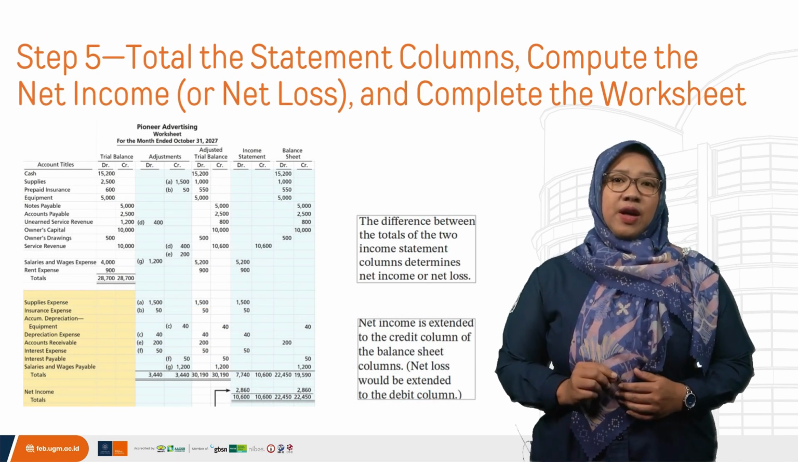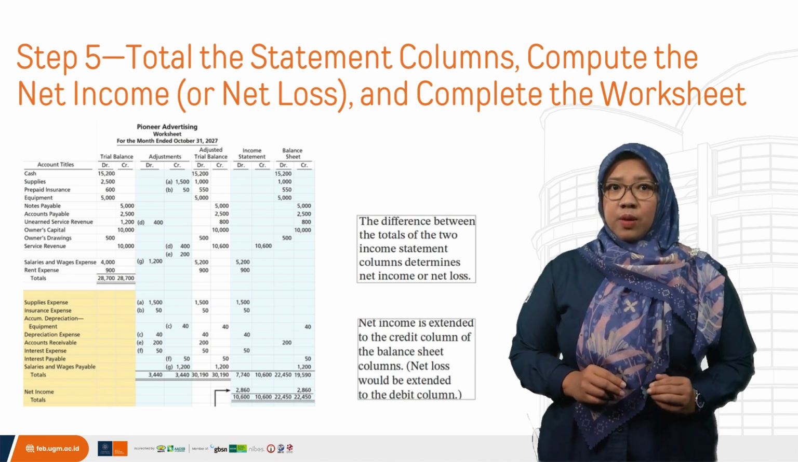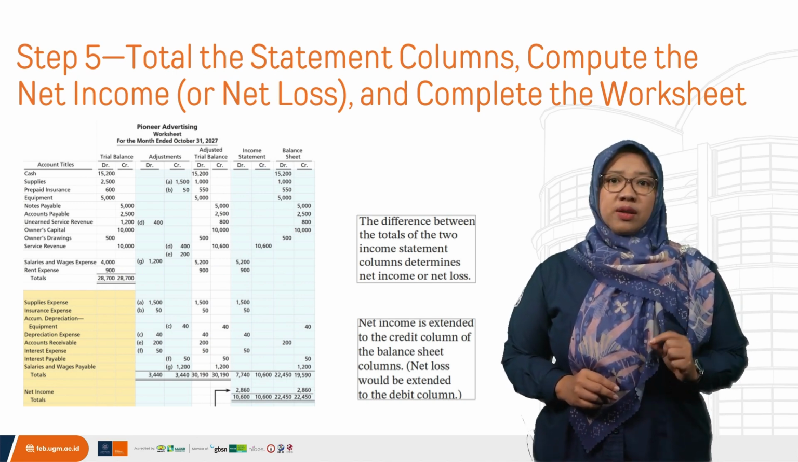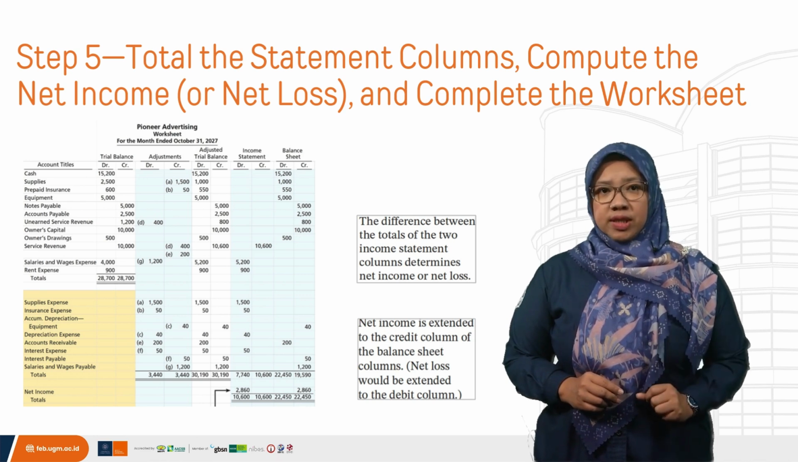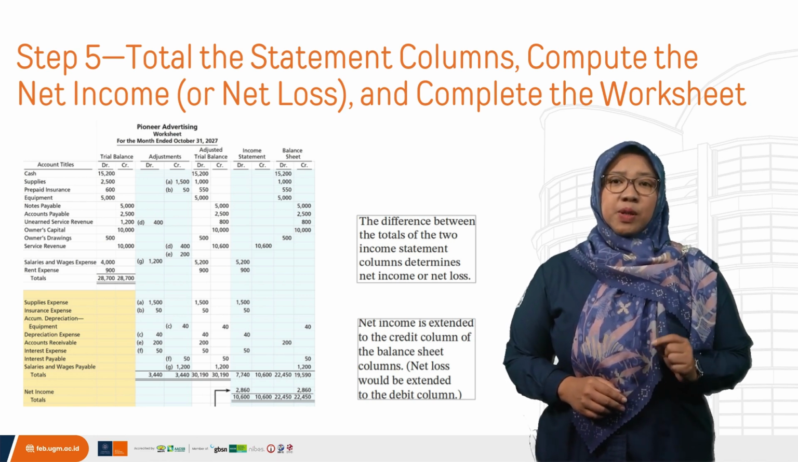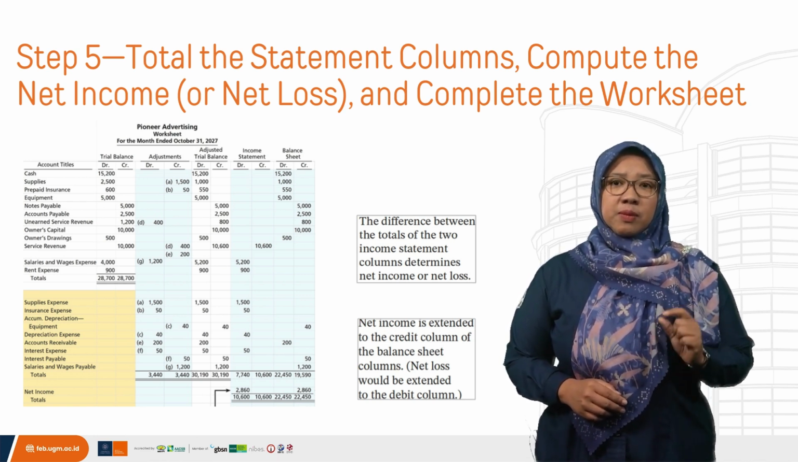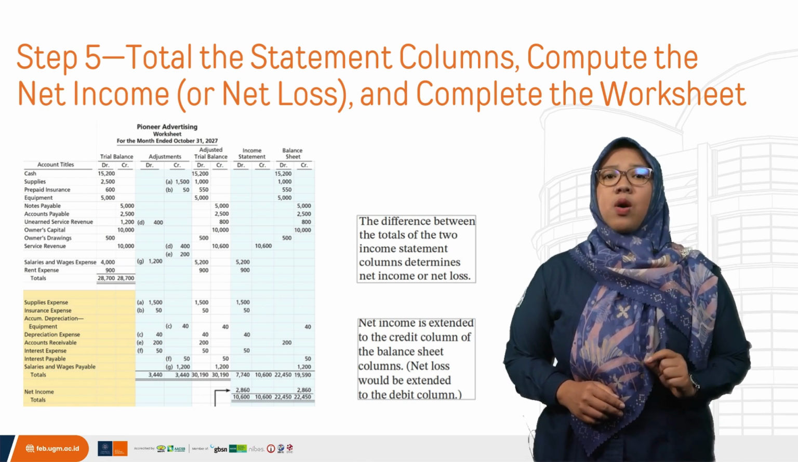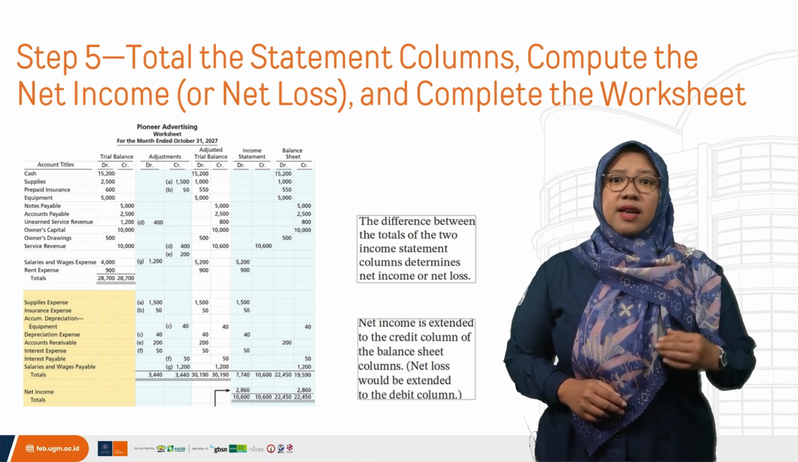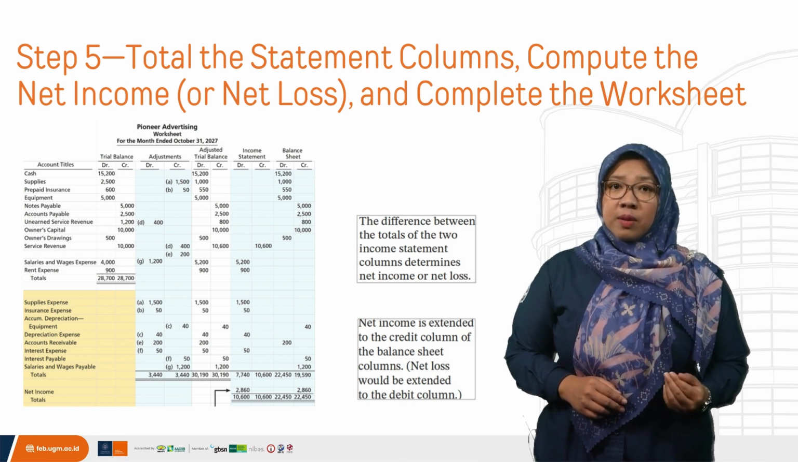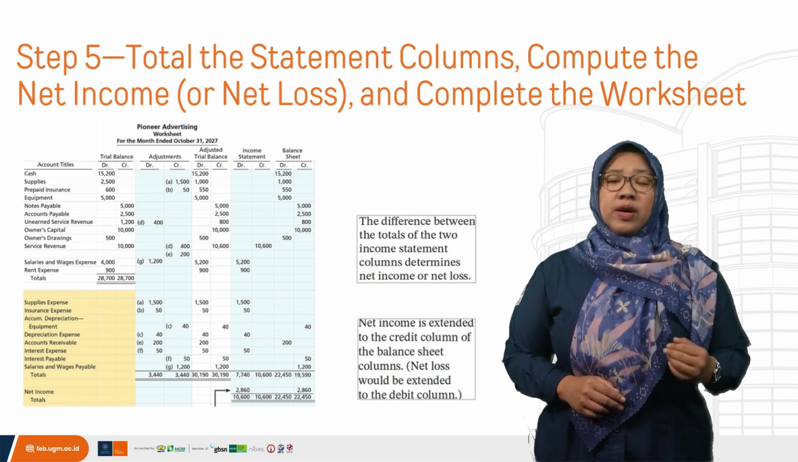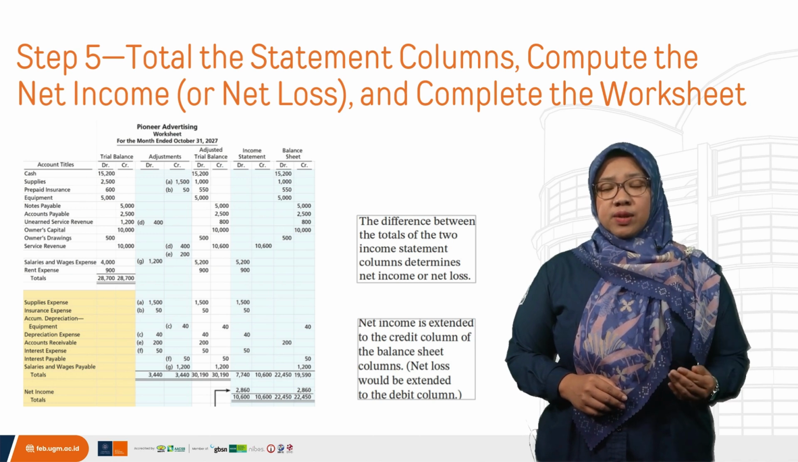Step 5. Total the statement columns. Compute the net income or net loss and complete the worksheet. The difference between the totals of the two income statement columns determines net income or net loss. Net income is extended to the credit column of the balance sheet column, whereas net loss would be extended to the debit column.